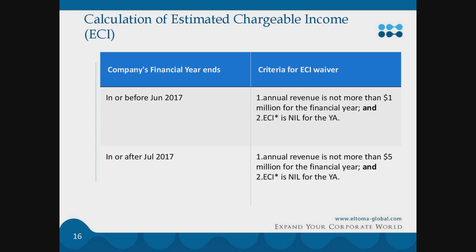So, for the calculation of estimated chargeable income, to reduce the compliance costs of businesses, IRAS will improve the tax filing process for companies by revising the criteria for ECI waiver as follows. For a company's financial year ending in or before June 2017, the criteria for ECI waiver are that annual revenue is not more than 1 million for the financial year, and ECI is nil for the year end. In or after July 2017, the criteria are that annual revenue is not more than 5 million for the financial year, and ECI is nil for the year end.